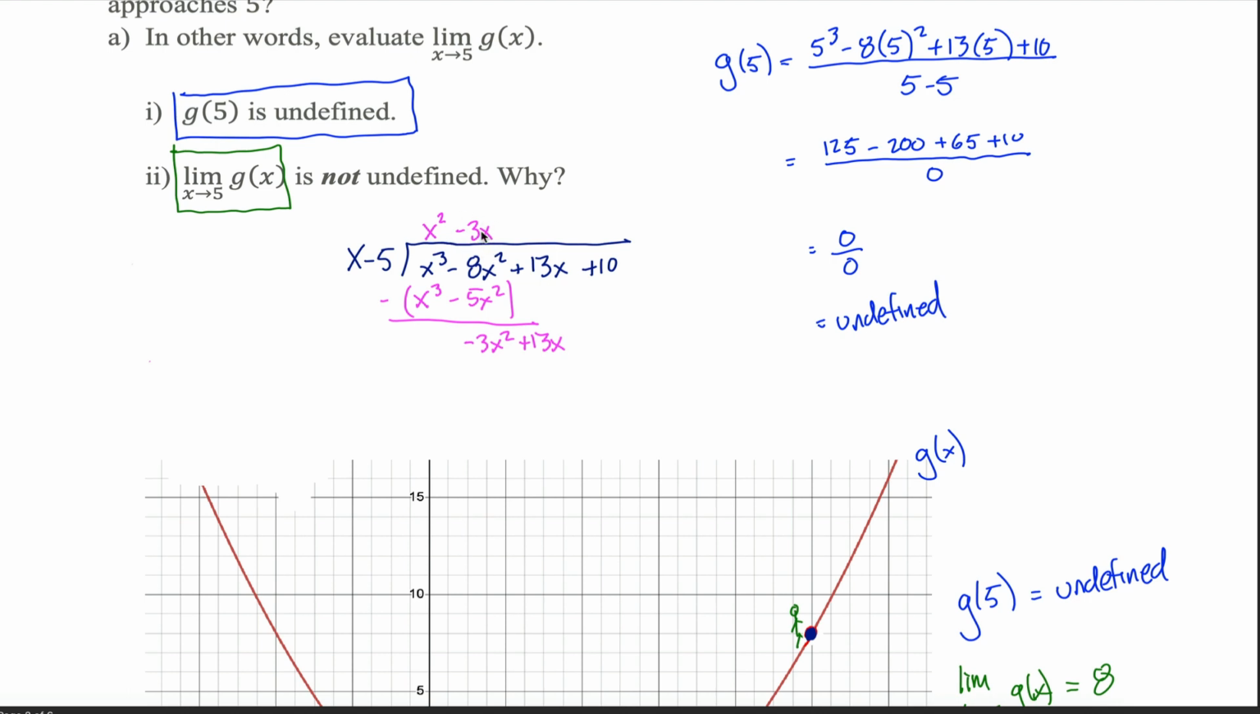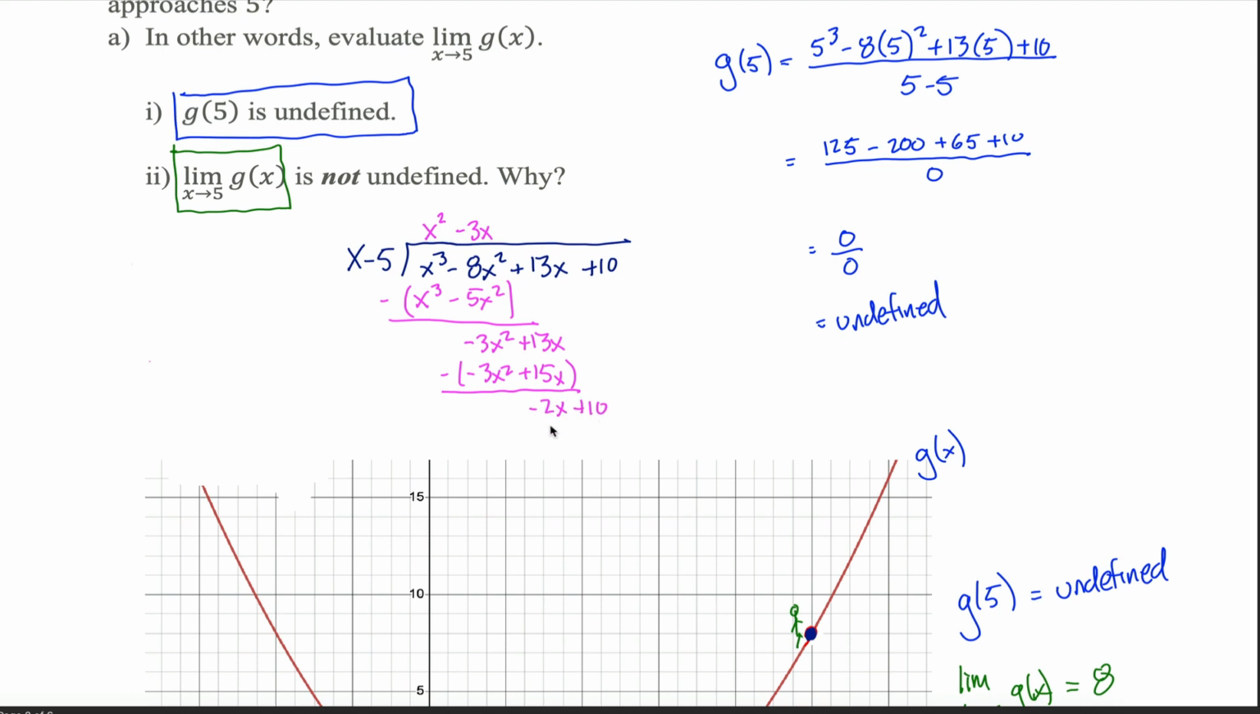Why negative 3x? Because negative 3x times x minus 5 gives me negative 3x squared plus 15x. Again, I'm going to subtract. Negative 3x squared minus negative 3x squared goes away. 13x minus 15x leaves me with negative 2x, and I bring down the plus 10.